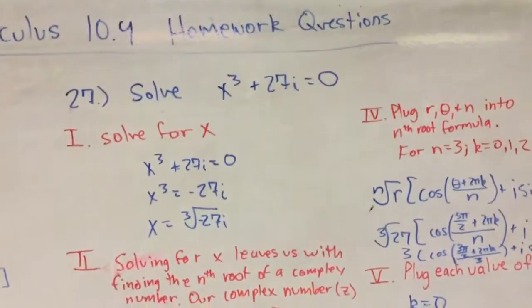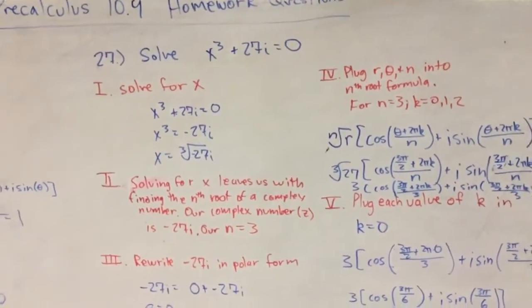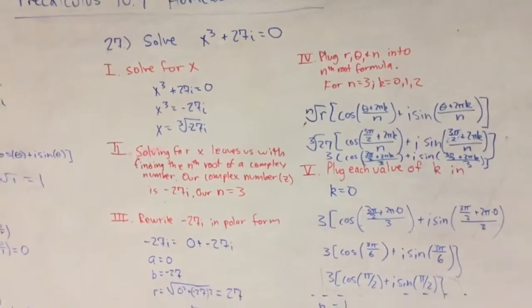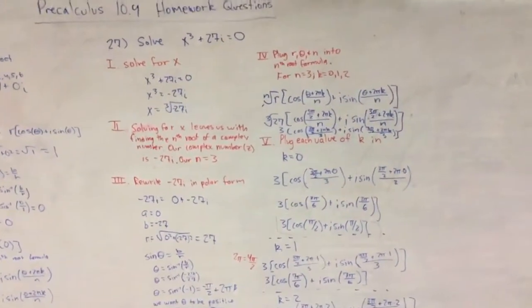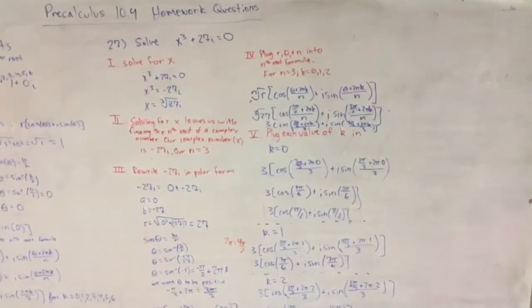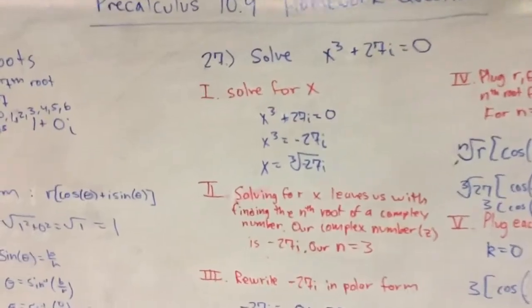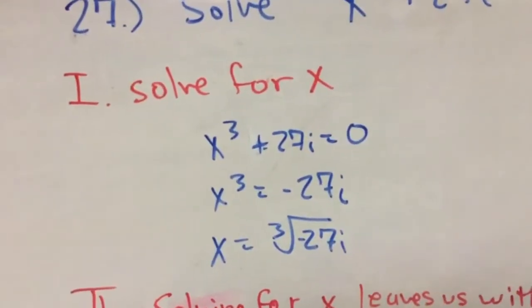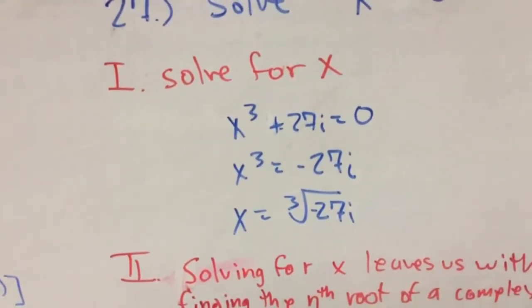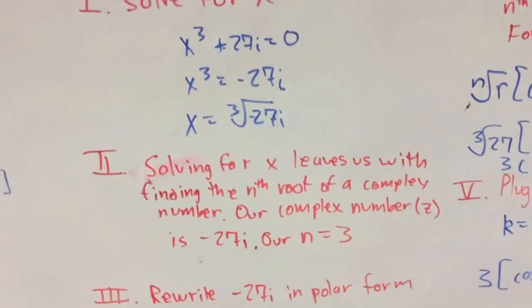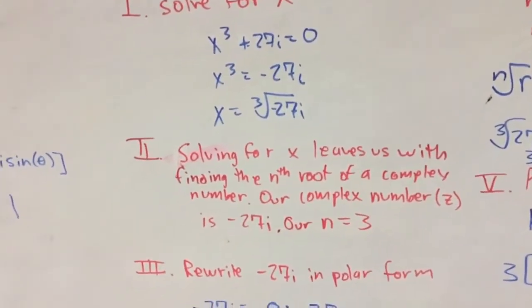Number 27 was the type of problem where they give you an algebraic expression and you solve it using our new root rules. So, as you can see, it's a 5-step problem. The first step is to solve for x. You guys should be pretty good at this already. We end up getting the third root of negative 27i. Okay, the second step is just the conceptual part.